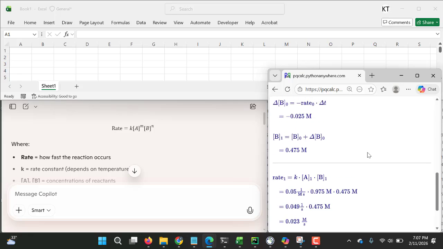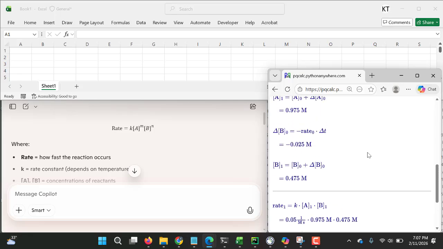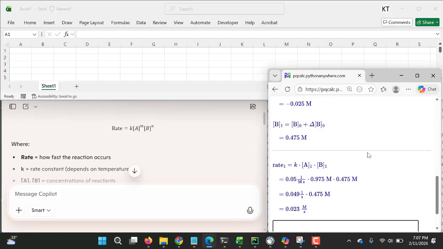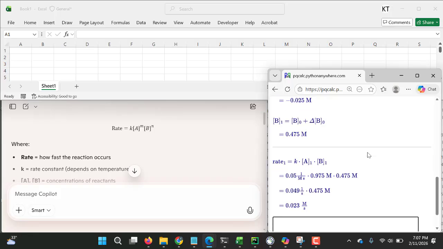Okay, so this was a lot of calculation, right? If we wanted to know what happens after 100 seconds, guess what we have to do? We have to do this 100 times. And you already saw that I made a mistake here in step 1. So that's going to be kind of hard. So what we want to do instead is put it into a spreadsheet.